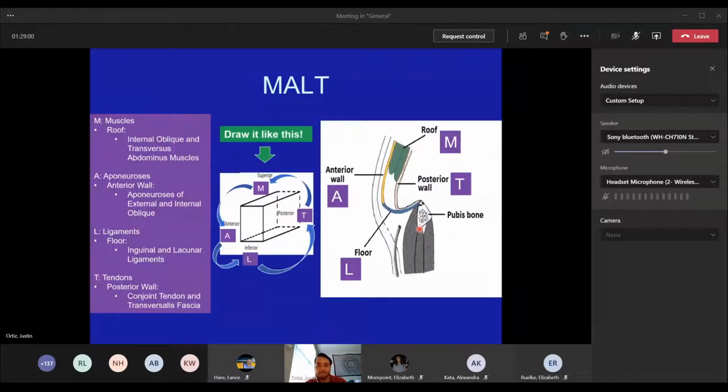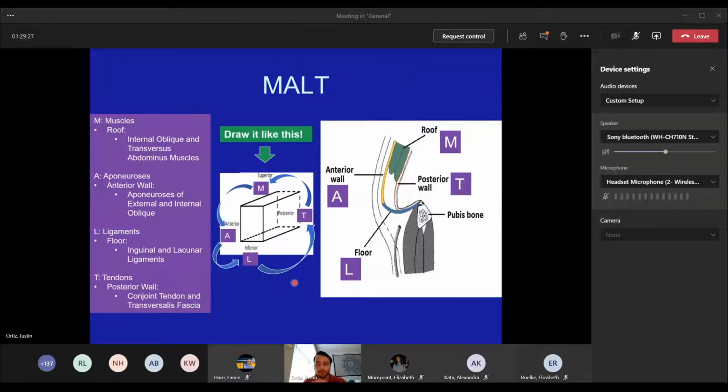So this slide, basically you have MALT. Let's say you draw a 3D square like this, right? And you label MALT across it. M would be the superior, which is the roof, A would be the anterior wall, L would be the inferior, and T would be the posterior, right? So what this stands for is muscles, aponeuroses, ligaments, and tendons.